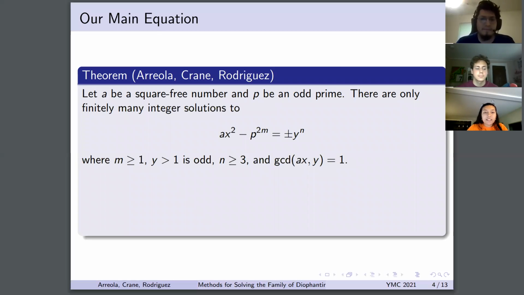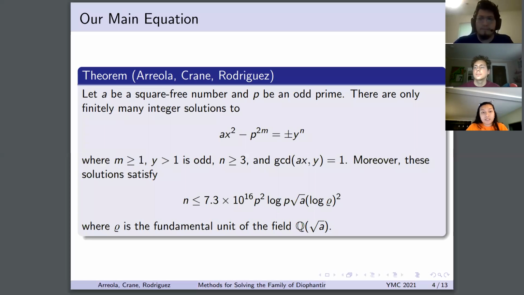So specifically this summer, we focused on a different Diophantine equation, specifically ax squared minus p to the 2m equals plus or minus y to the n. We determined that there are only finitely many integer solutions to this equation. We are able to do this with some key restrictions.